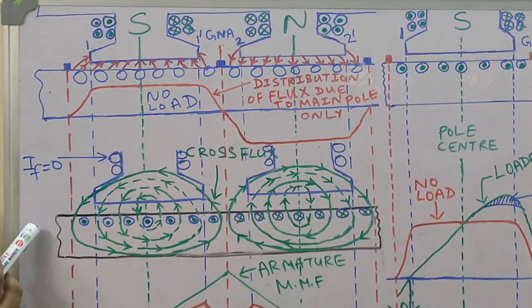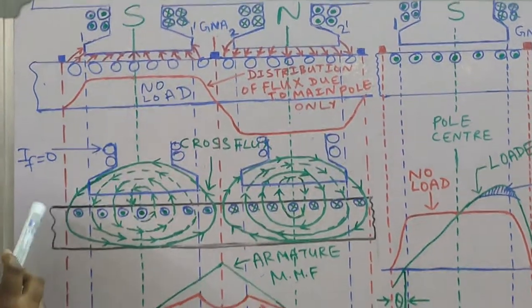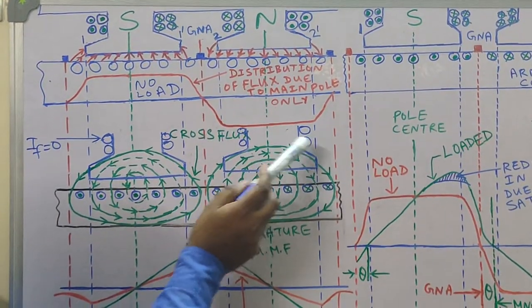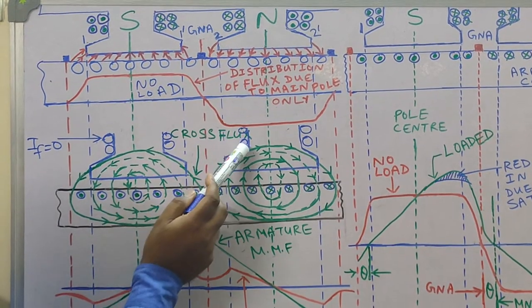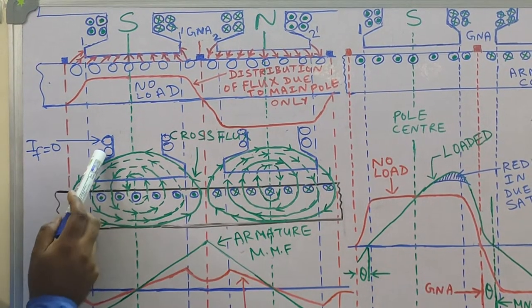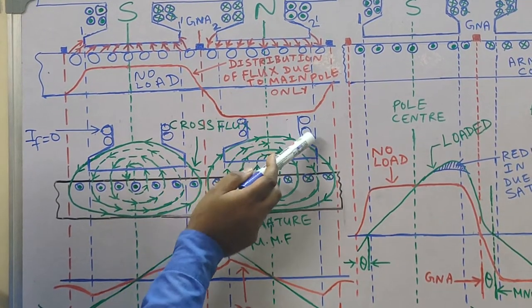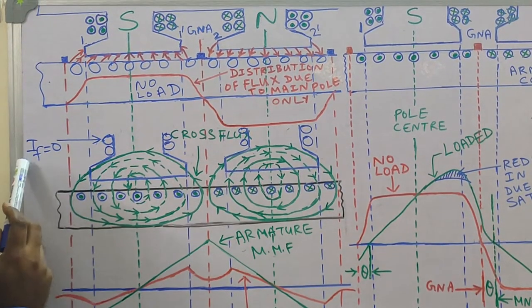Now look at this diagram. In this particular diagram, you will notice that the field coils which are placed along the field poles are shown to be carrying no current. You see, neither dot nor cross is indicated in these field coils. That means IF is zero.